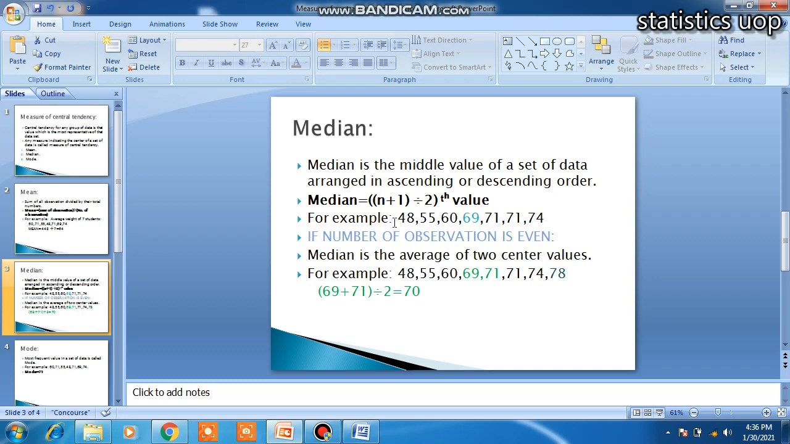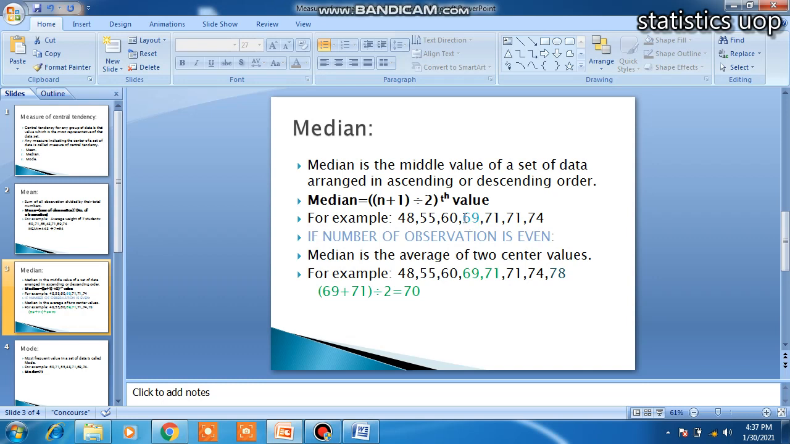Like for example, if we have odd data, first we arrange it, and then we count how many observations there are: 1, 2, 3, 4, 5, 6, 7. There are 7 observations. N is equal to 7, so 7 plus 1 is 8. 8 divided by 2 is the fourth value. So after arranging the data, the fourth value is our median. 1, 2, 3, 4, that is 69.